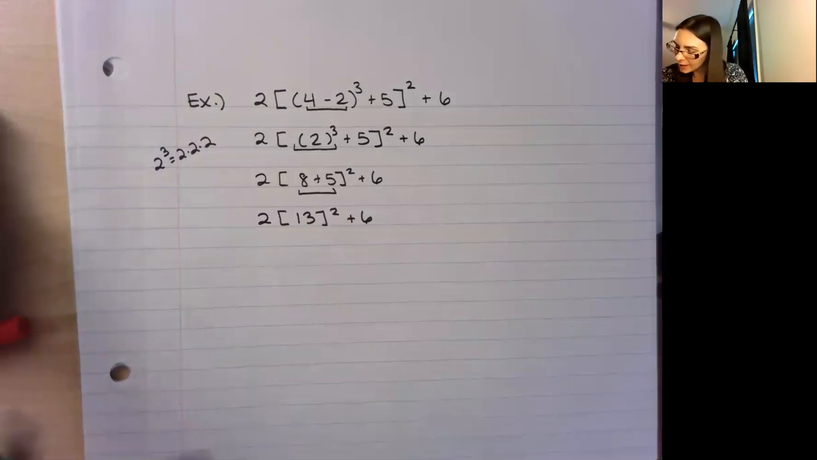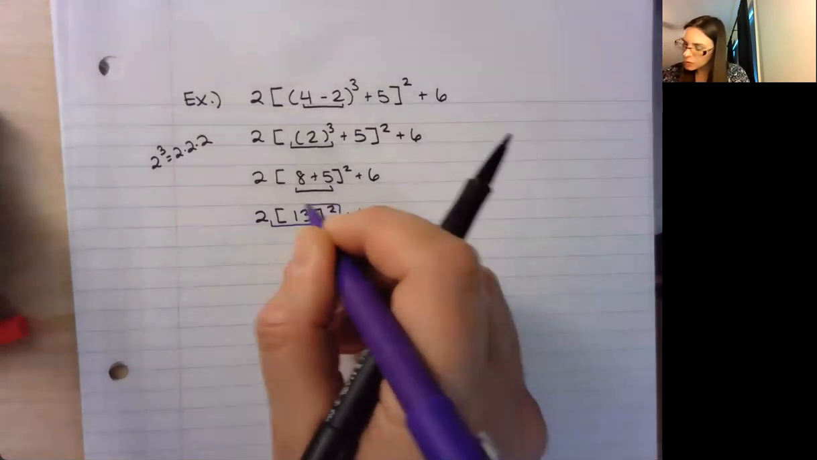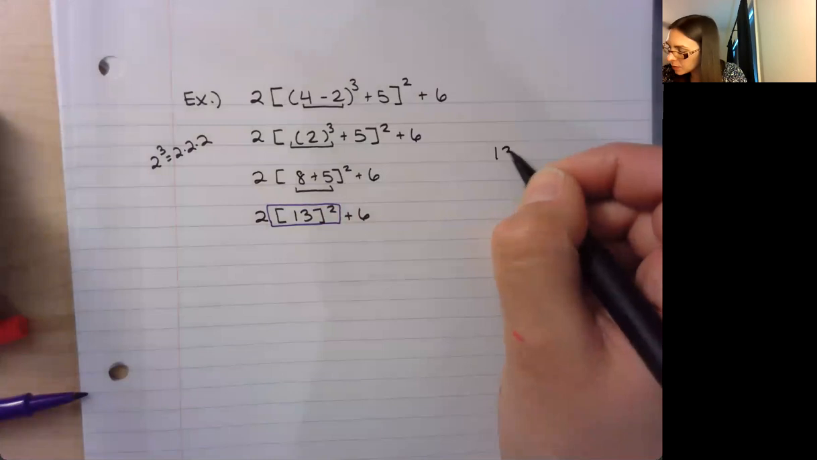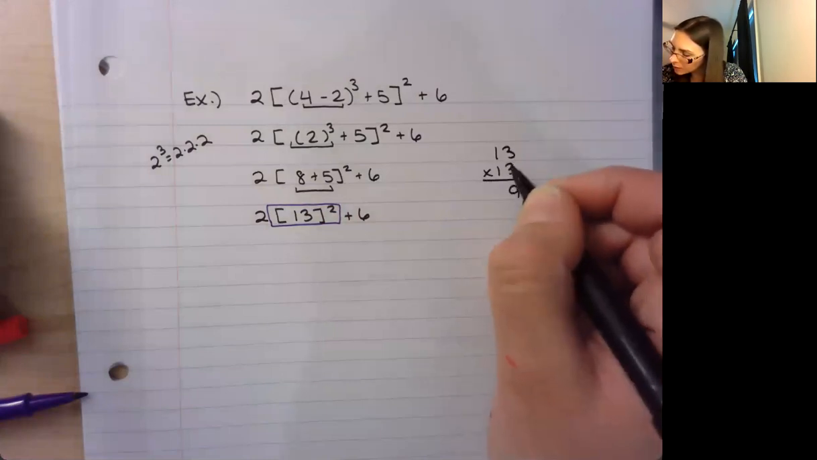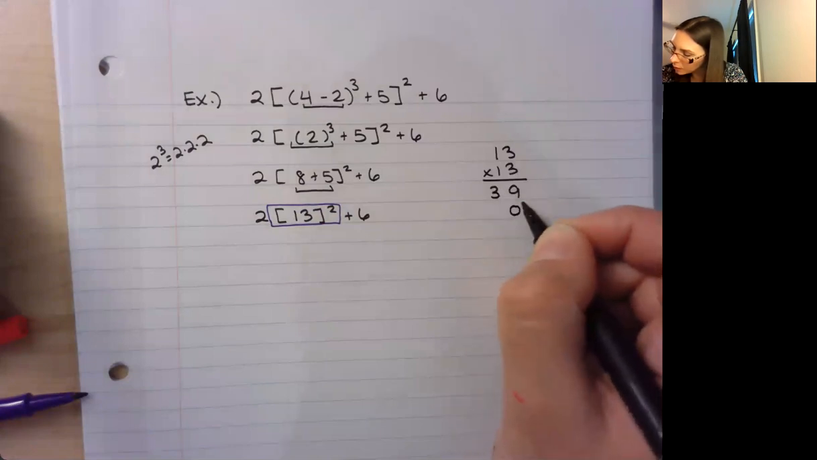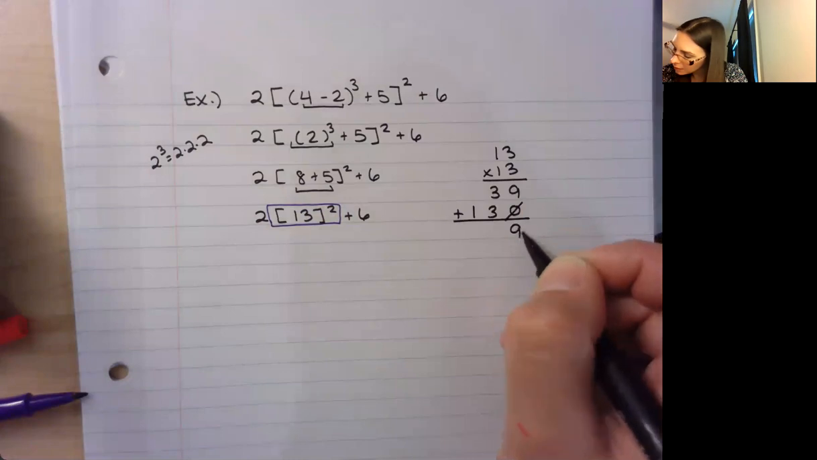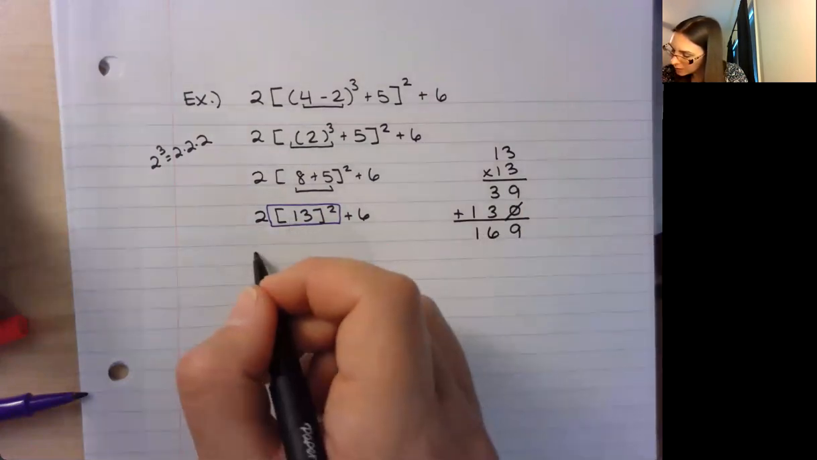And I do see I have exponents here. Let me just change colors for a second. So I do have this exponent piece here, so I'm going to do that next. So 13 squared means 13 times 13. 3 times 3 is 9. 3 times 1 is 3. Put my placeholder. 1 times 3 and 1 times 1. So I get 169.